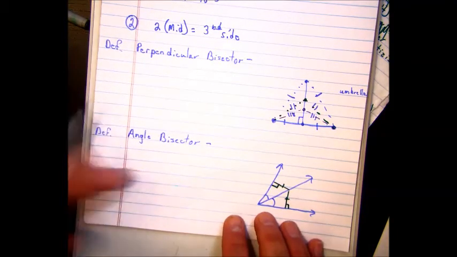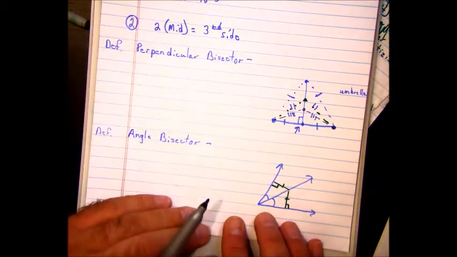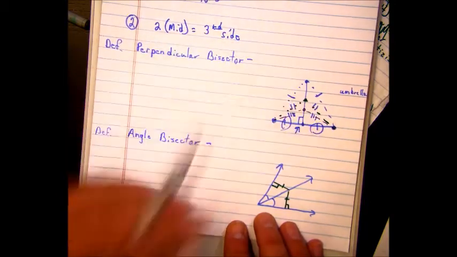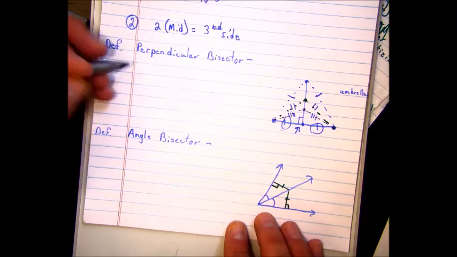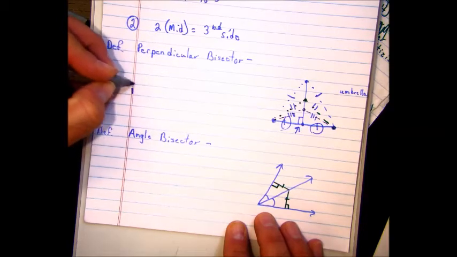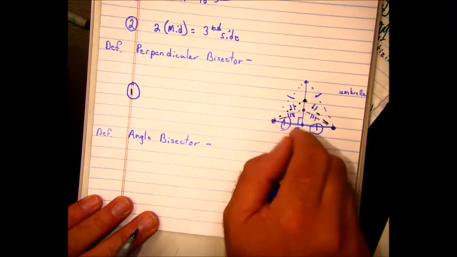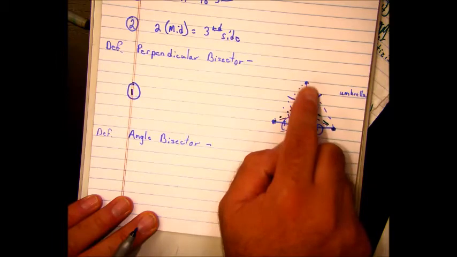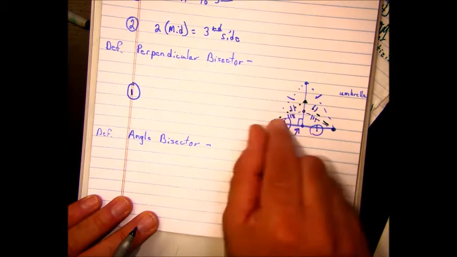Okay, so it's important to understand what a perpendicular bisector is. It's perpendicular, which is that mark, and it bisects, which are these congruency marks here. Okay? So you have the definition of perpendicular bisector, and then its rule. And that rule is any point on the perpendicular bisector is equidistant to the endpoints of the segment being bisected.